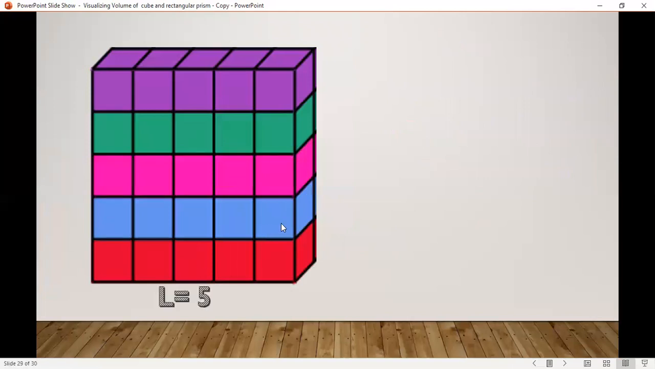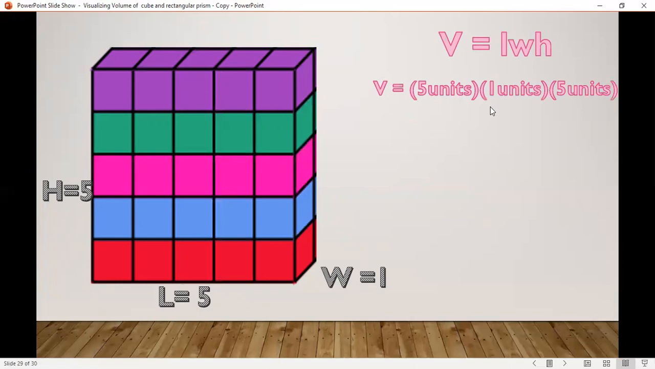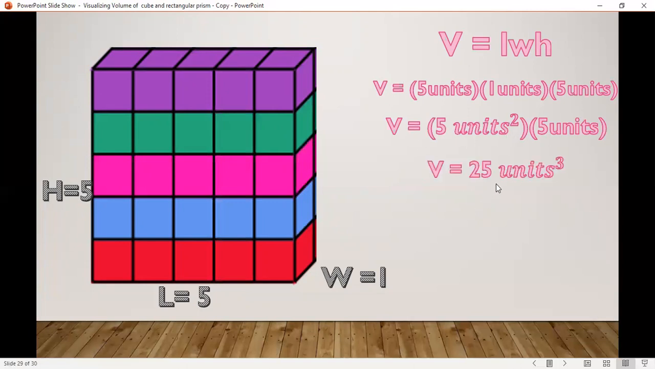Length 5, width 1, height 5. Formula, like volume equals length times width times height. Volume equals 5 units times 1 unit times 5 units. 5 times 1, 5 units squared times 5 units. 5 times 5, 25 units cubed.